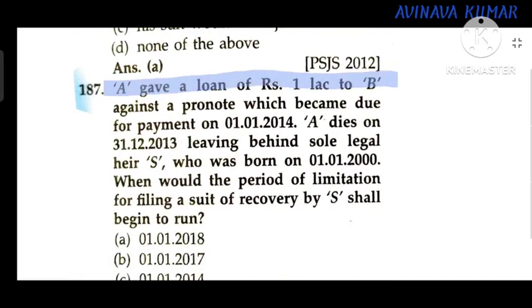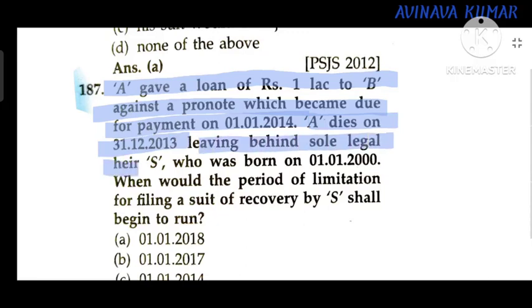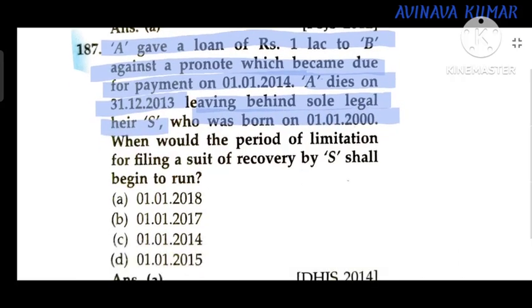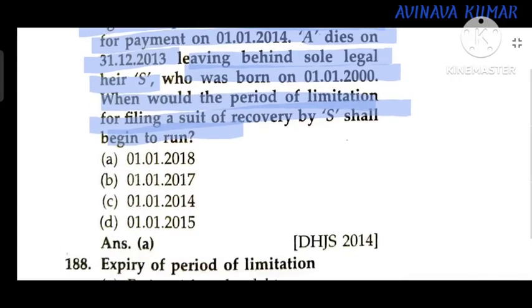A gave a loan of 1 lakh to B against a pronote which became due for payment on 1/1/2014. A dies on 31/12/2013, leaving behind a sole legal heir S, who was born on 1/1/2000. When would the period of limitation for filing a suit for recovery begin to run? 1/1/2018.